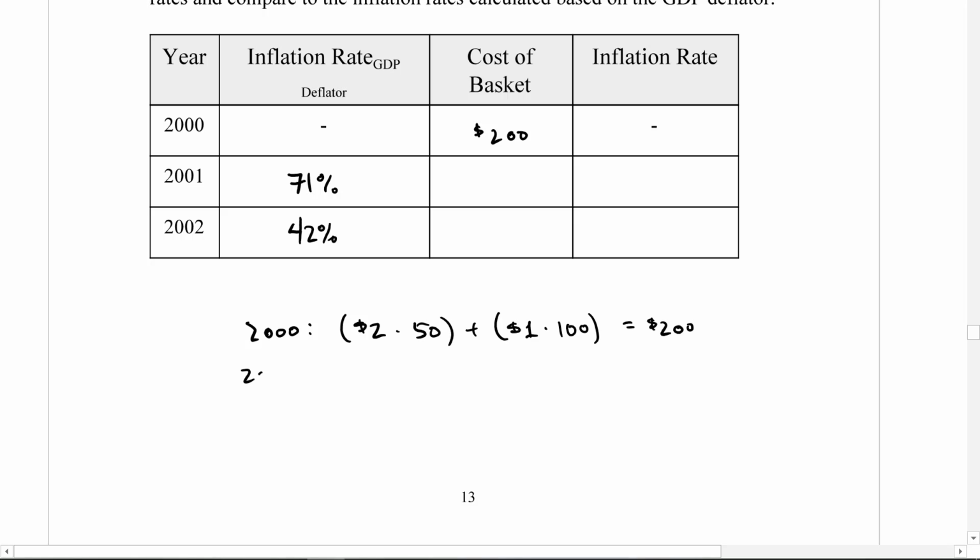Cost of the basket in 2001. Here, now we're letting the price change, and the 2001 price was $3, but we're fixing that 50 ice creams and the $2 and fixed 100 pretzels, and that's going to come out to 350. Okay, and so I'll leave the third year for you to do.